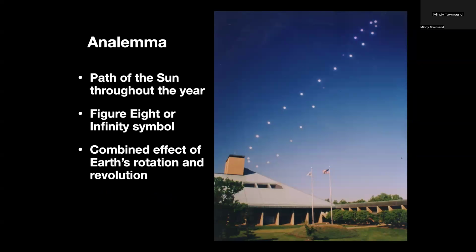If you were to go out and take a picture of the sun at the same time each day, you'd find the sun makes this kind of oblong figure eight or infinity symbol, right? And that's because of the combined effect of the rotation of the Earth and its revolution, and it's called an analemma. It's the path the sun takes throughout the year. I'll talk more about that in a few minutes, though.